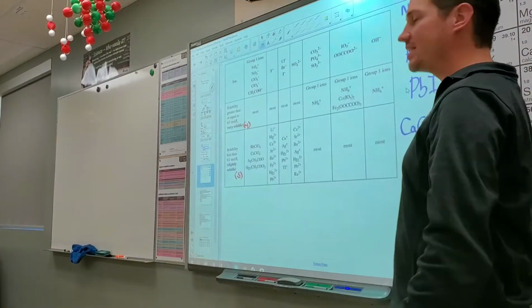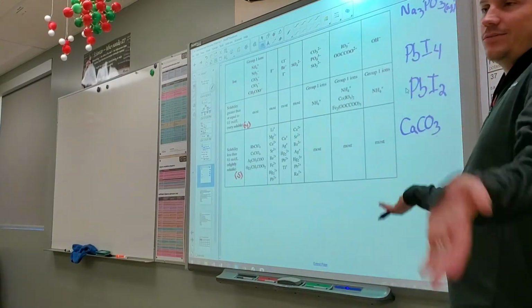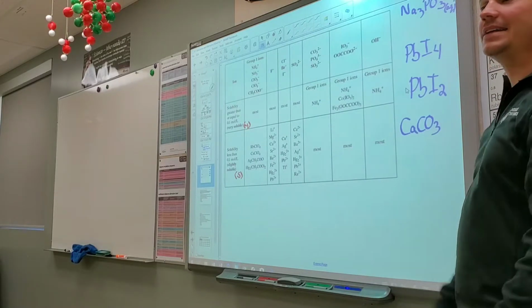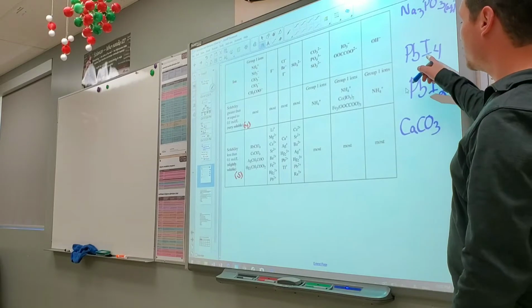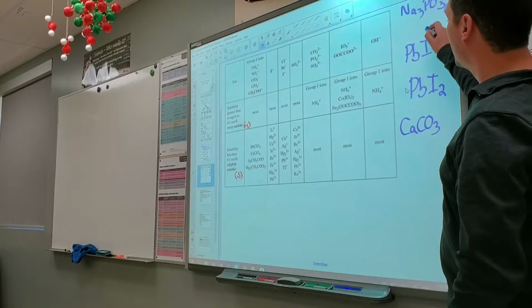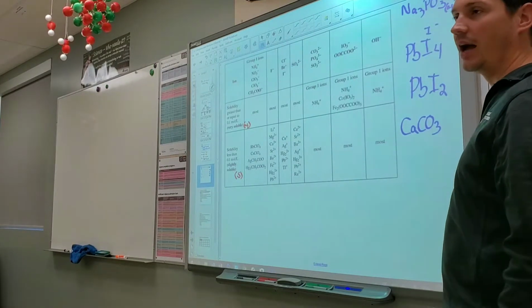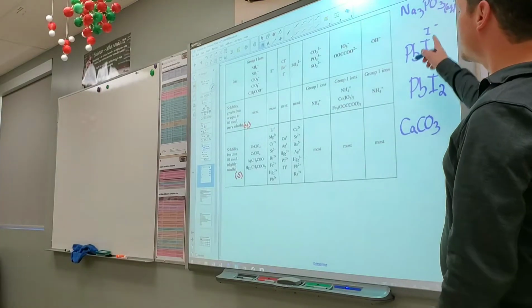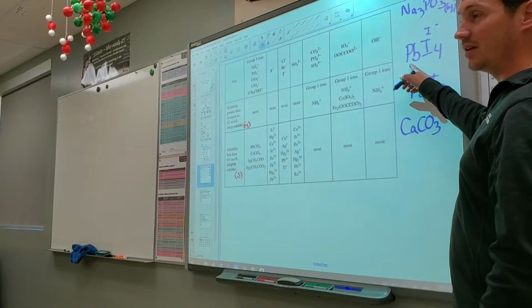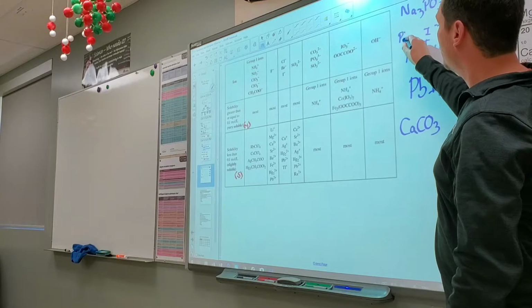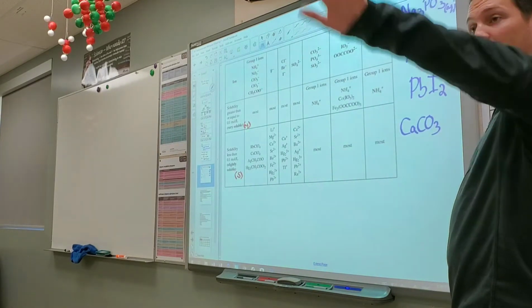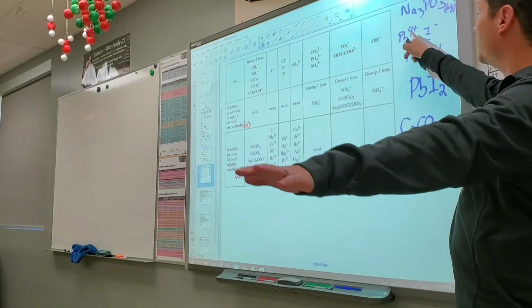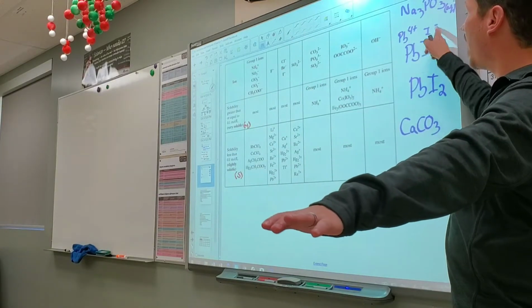Okay, let's figure this out. What's I? Iodide. It's the element iodine, but it's... Do we agree this is an I minus ion? Yes. Okay, so what does that mean? The Pb has to be Pb 4 plus, right? Are we okay with that? Yes. It has to be lead 4 plus because there are 4 iodides.